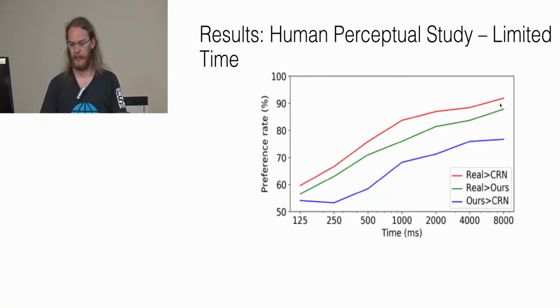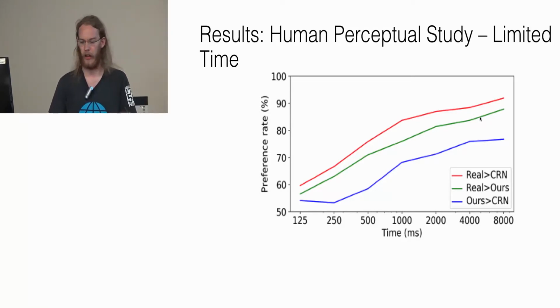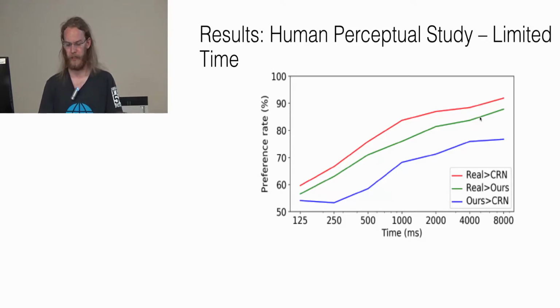It wasn't really that great. None of them were that great. The real image beat CRN 60% of the time at 1/8 of a second. We beat CRN 53 or 54% of the time, something like that. So it was kind of a wash at this short of a time frame.